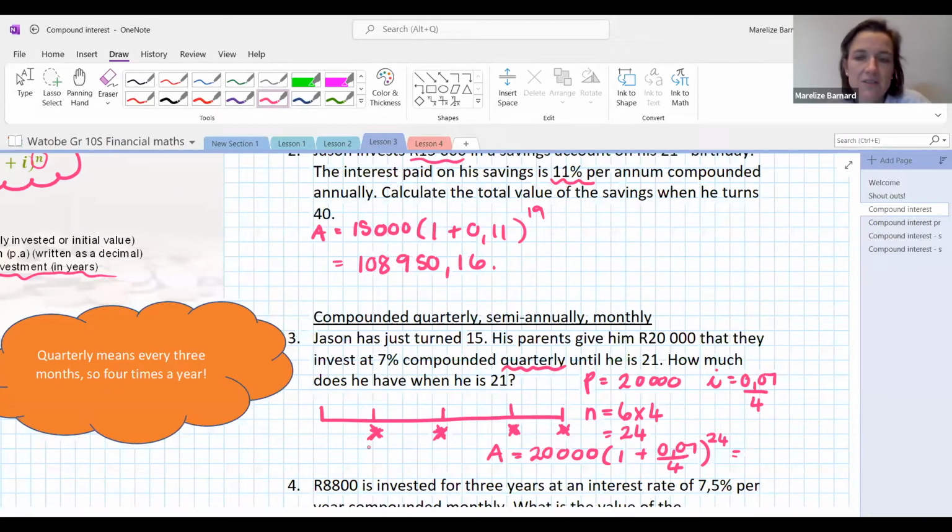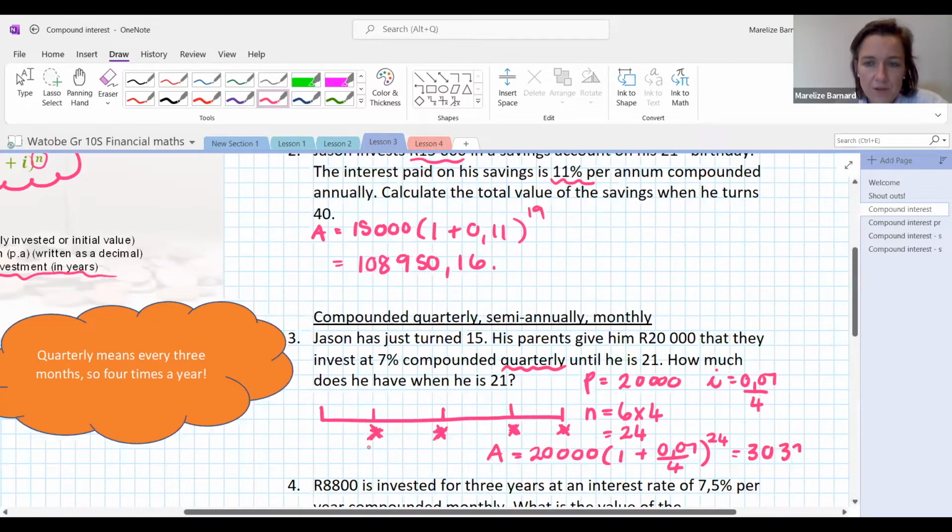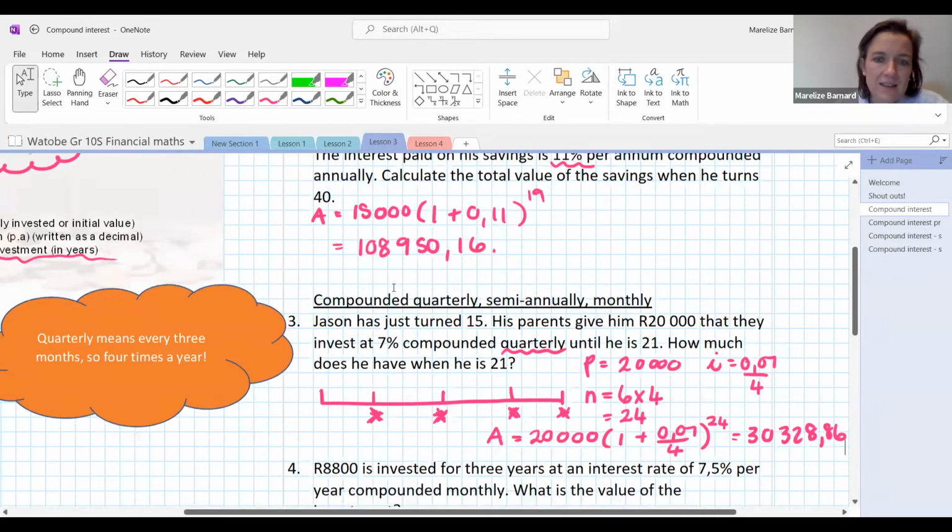Exactly, Shiraz. It's in your favor if you are saving, but it's not in your favor if you are borrowing money. So let's get back to the answer. I also get 30328,86. Okay, right. Let's go on.